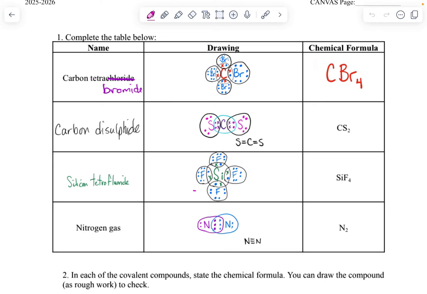For carbon tetrachloride, you would have CCl4 as well. And we've done that several times together. So let's skip to the next one. You are given carbon and sulfur over here, CS2.